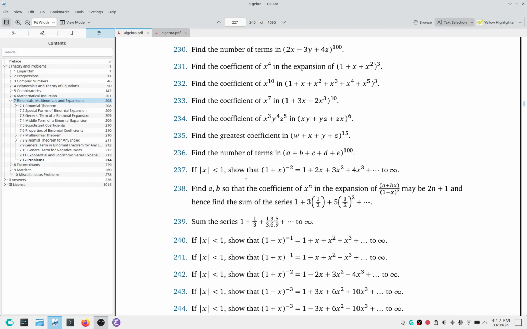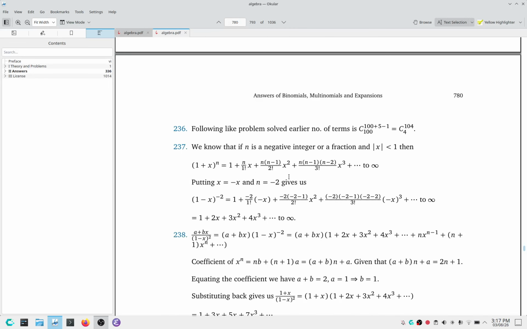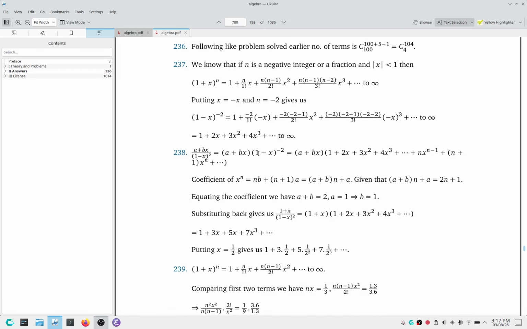Question 238 says: find a and b so that the coefficient of x to the power n in the expansion of (a plus bx) upon (1 plus x) squared may be 2n plus 1, and hence find the sum of the series 1 plus 3 times half plus 5 times half squared and so on. So this is our given series, which would be equal to (a plus bx) times (1 plus 2x plus 3x squared plus 4x cubed and so on, up to (n plus 1) times x to the power n).